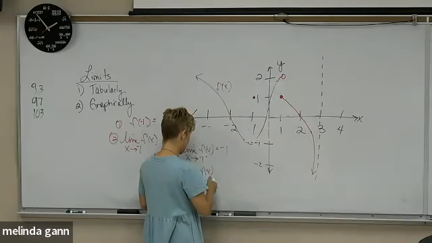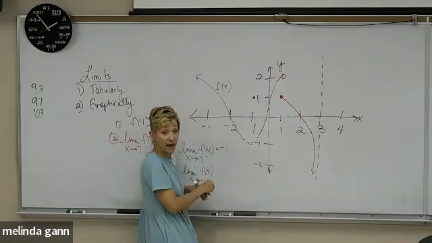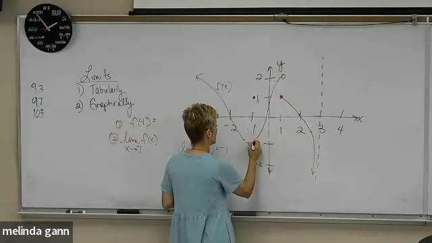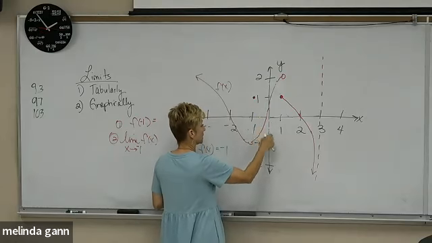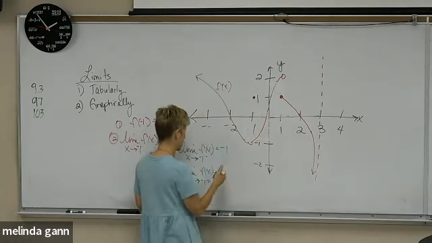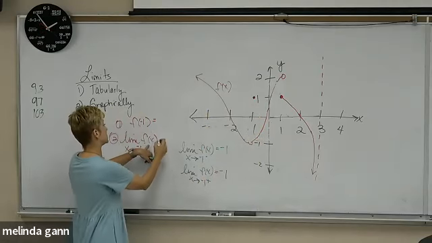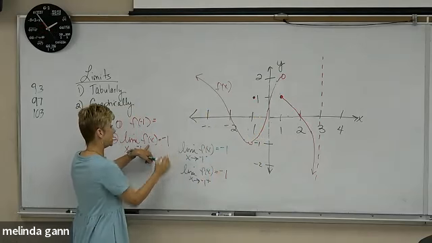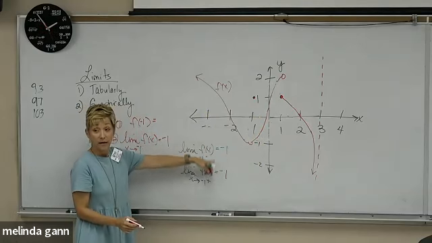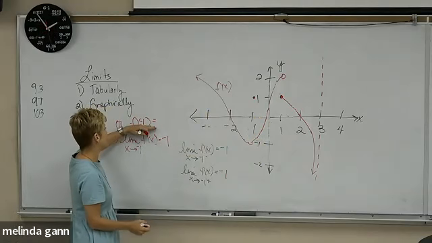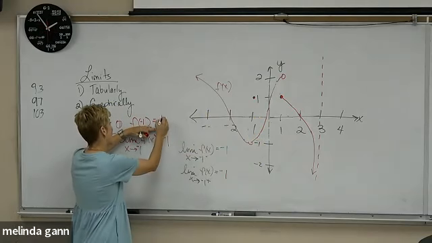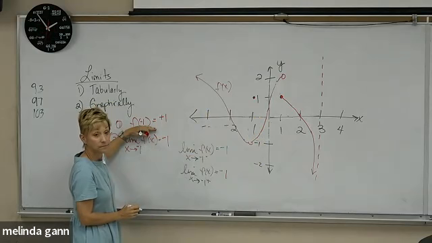It's also getting close to -1. Is everybody able to see that? All right, even when I'm coming from this right side, I'm getting closer and closer and closer to -1. So what's the answer to this? -1, because they're the same answer. What's the answer to this? +1.